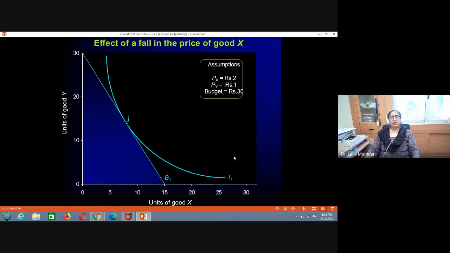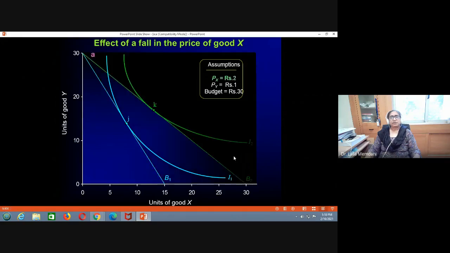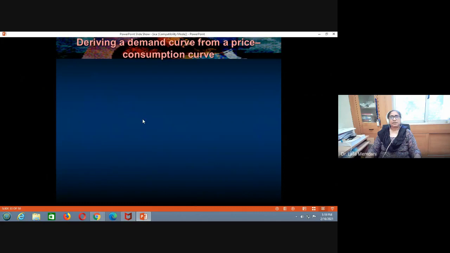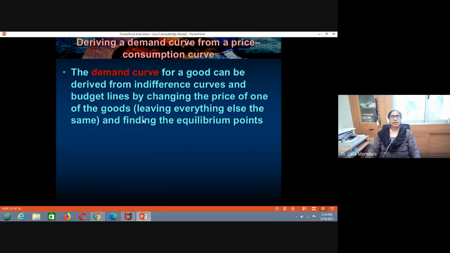Now, what will happen to consumer equilibrium when there is a fall in the price of good x? I have done this in my previous video, the price line shifts like this. So the consumer's equilibrium also shifts. And when we join the points of consumer equilibrium, we get the price consumption curve, in short also called PCC. Now from PCC, we can derive the demand curve, as from ICC we had derived the Engel curve.